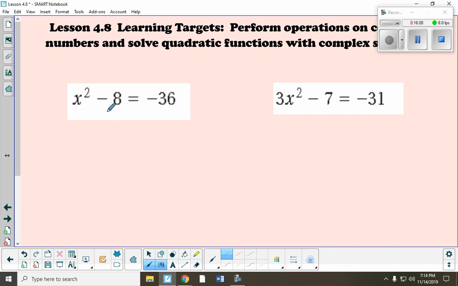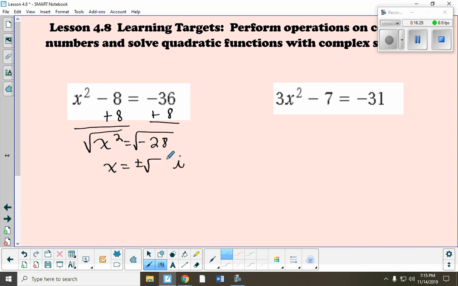Let's go ahead and do one more. So we have x squared equals negative 28. And we'll take the square root of both sides. So x equals plus or minus. We have a negative, so that will be an i. And the square root of 28, we have to think about perfect square factors. 4 goes into there 7 times. So we would have plus or minus, the square root of 4 is 2, and you have root 7, i.